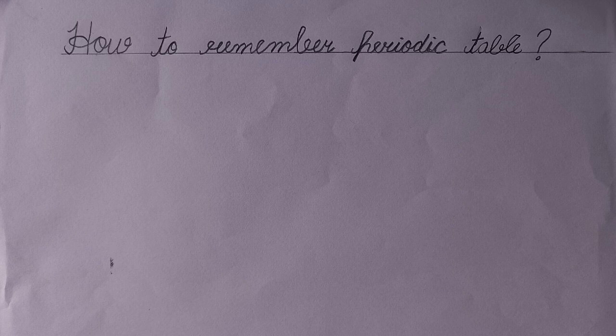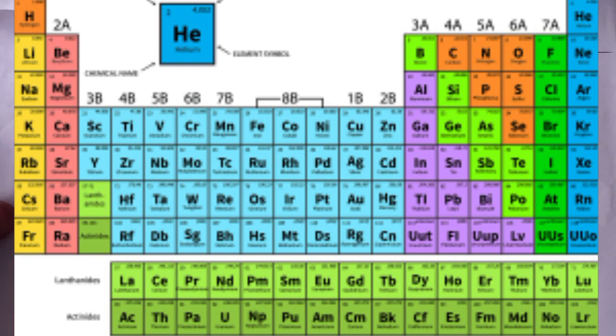I am going to discuss a trick to remember the periodic table. This is the modern periodic table given by Moseley, which consists of 7 horizontal rows. We call them periods. Similarly, there are 18 vertical columns. We call them groups. So there are 7 periods and 18 groups in the modern periodic table.